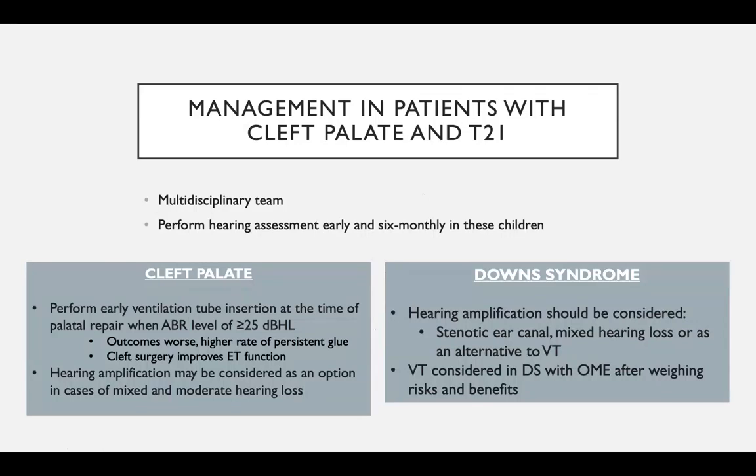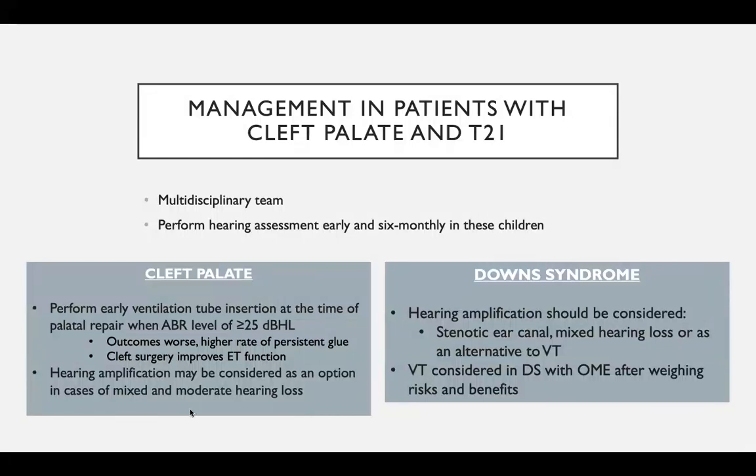To perform the ventilation tube insertion early at the time of cleft palate repair, when the ABR level is shown to be more than 25 decibels. However, we do know that the outcomes are worse and there is a higher rate of persistent glue in these patients. However, on the other side, cleft surgery improves eustachian tube dysfunction. So you might find that as the child grows, and after the surgery, you will get a resolution anyway.